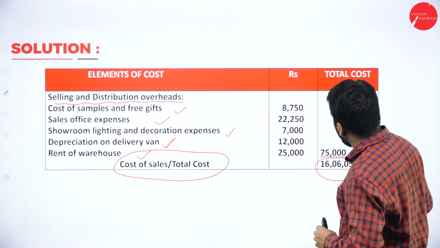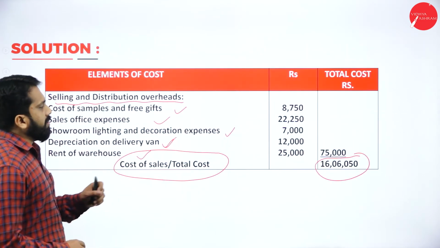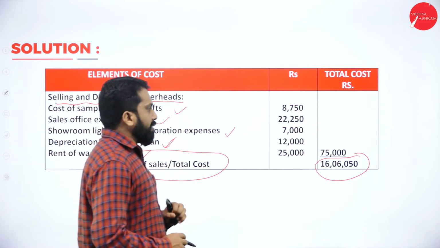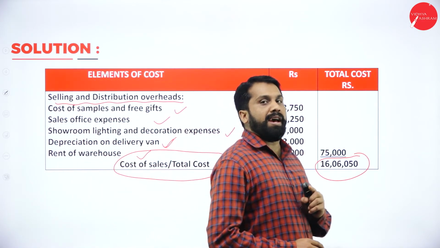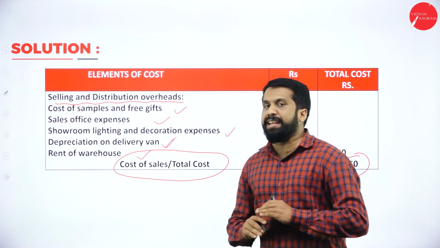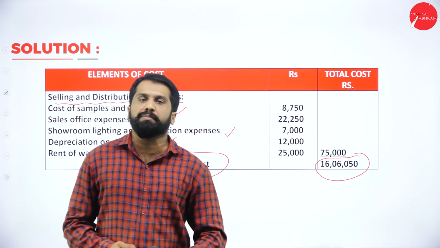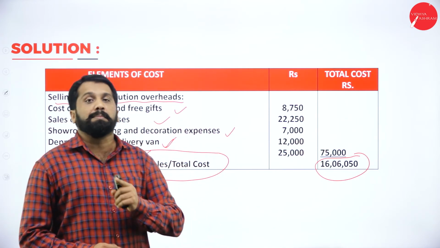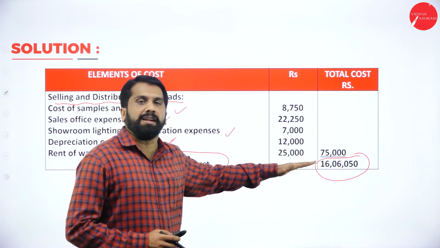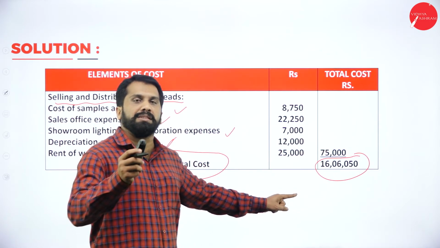What is your total cost? 16,06,050. Now, we have not calculated sales. We have not calculated profit. Why? Because they have not given any information about sales. They have not given any information about profit, not even percentage also. Then your problem will end when you go for total cost. Clear? Up to this, any doubt? Hope there is no doubt.